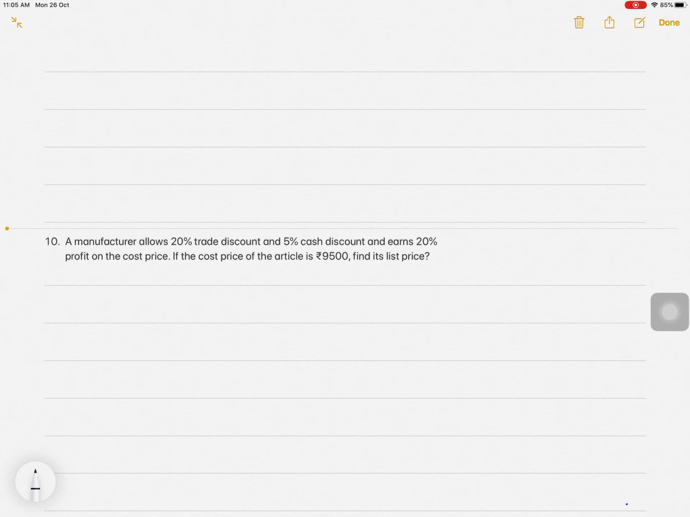A manufacturer allows 20% trade discount and 5% cash discount and earns 20% profit on the cost price. If the cost price of the article is 9,500, find its list price. Okay.